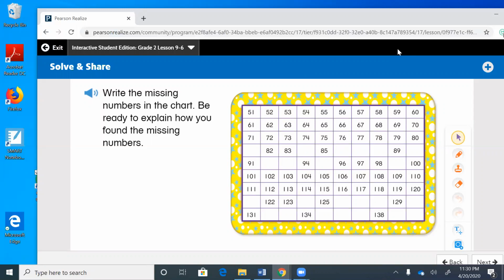All right, I'm going to start at 51 and I'm going to go down. 51, 61, 71. What would go there? Think about the pattern. Good. 81, 91, 101, 111. Good. 121, 131. Let's do that again going down. 52, 62, 72, 82, 92.